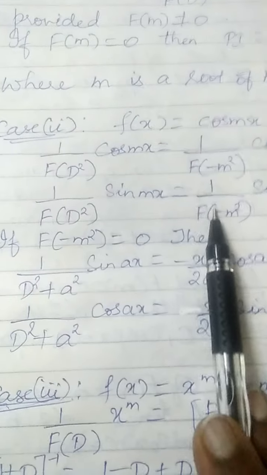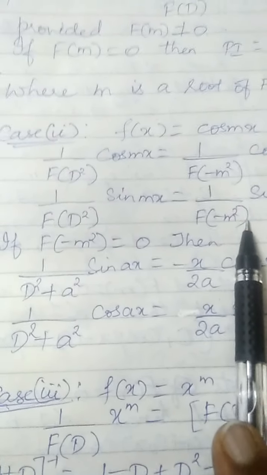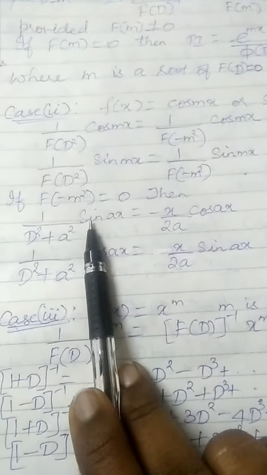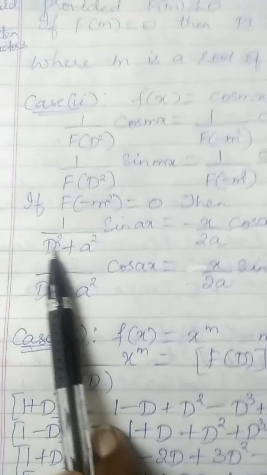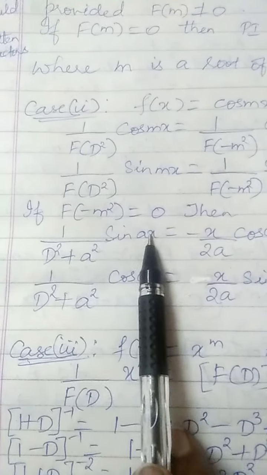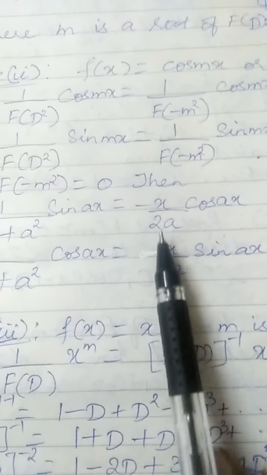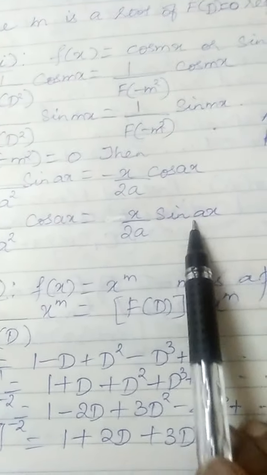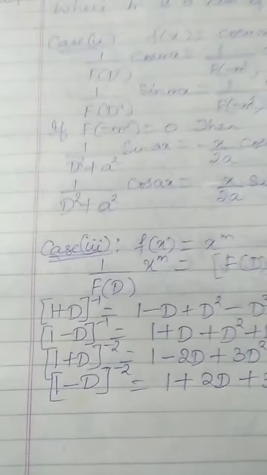Sometimes it is possible that when we put D square equal to minus m square, the denominator becomes 0. In that case, we can use this ready formula: 1 by D square plus a square sin ax. When we put D square as minus a square, it becomes 0. Then the solution should be written as minus x by 2a cos ax. 1 by D square plus a square cos ax is equal to x by 2a sin ax. So that is case 2.